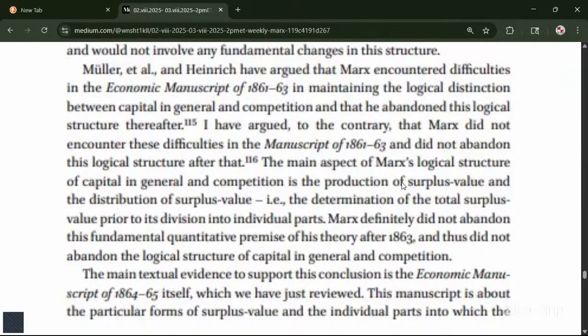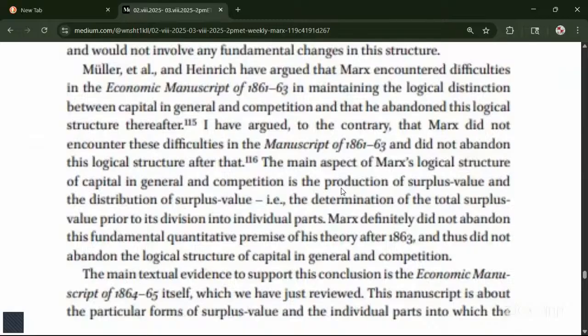The main aspect of Marx's logical structure of capital in general and competition is the production of surplus value and its distribution, i.e., the determination of the total surplus value prior to its division into individual parts. Marx definitely did not abandon this fundamental quantitative premise of his theory after 1863, and thus did not abandon the logical structure of capital in general and competition.